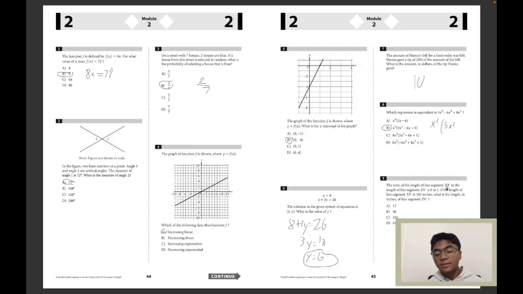The ratio of the length of the line segment xy to that of zv is 6 to 1. The length of xy is 102. What is the length of zv? So if you recall, if the ratio is 6 to 1 and xy is 102, that means 102 is to the length of zv as 6 is to 1. So I'm just going to do 102 divided by 6 to find the length of zv. So I'll get out my calculator. 102 divided by 6, 17. So zv is going to be 17.